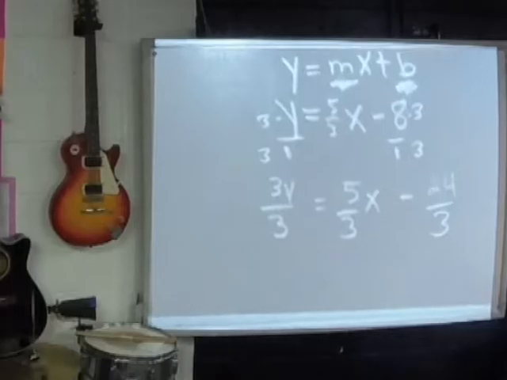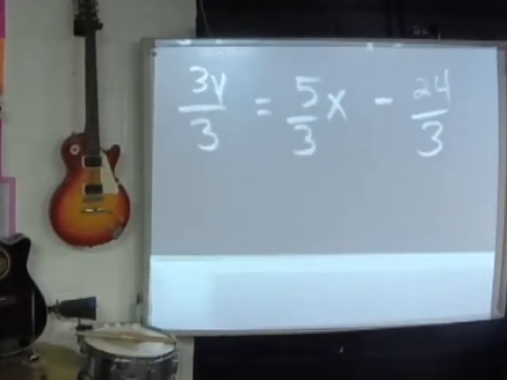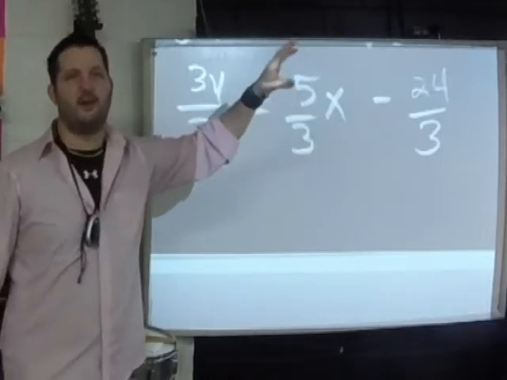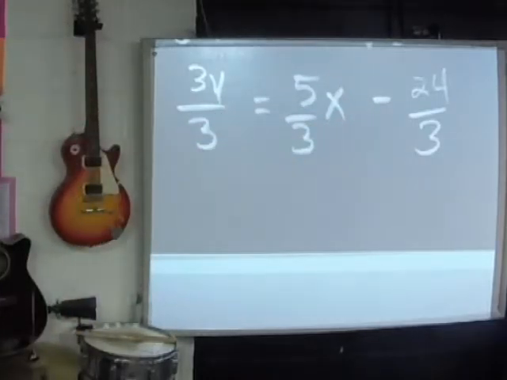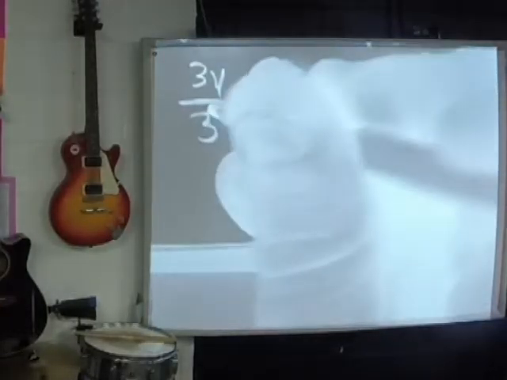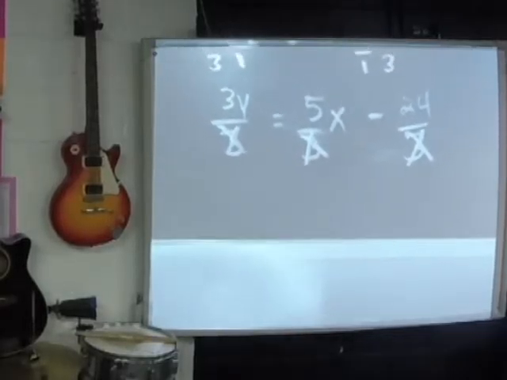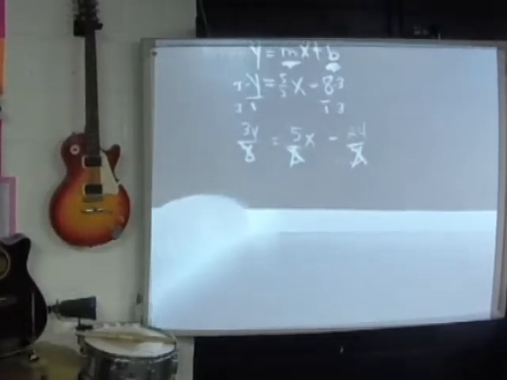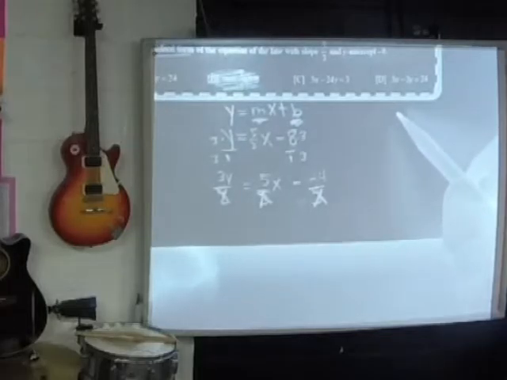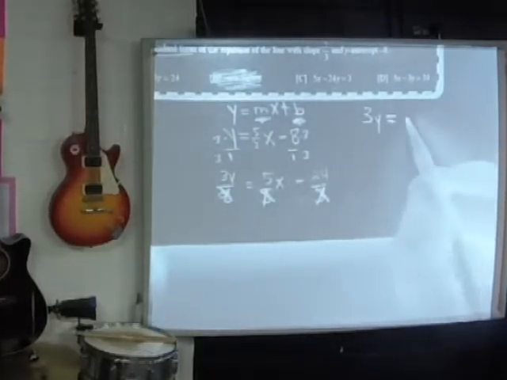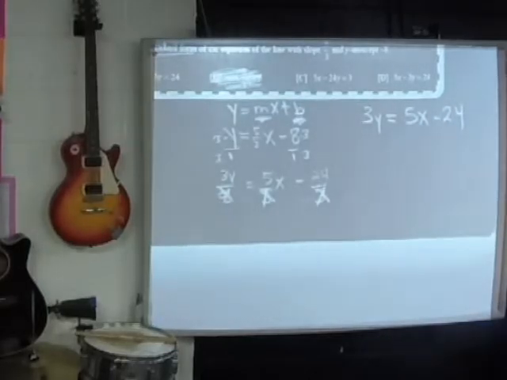Now that you know everything has a 3 on the bottom, what can we do? Just cross them all out. So the kill fractions method says basically once everything's a fraction with the same bottom, we cross them out. There's different ways to do this, but this is a pretty good way to think about it. So I'm going to write it up here. What do I have on the left side now? 3y. And on the right side? 5x minus 24. As you can see, now we're really darn close.